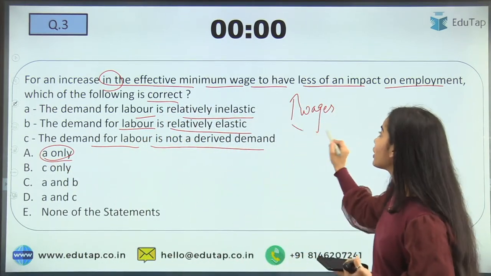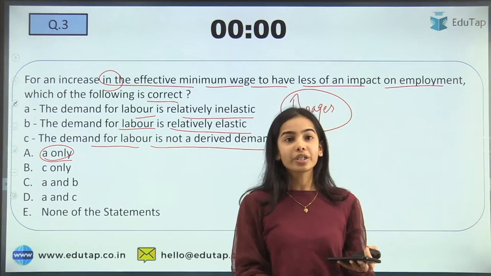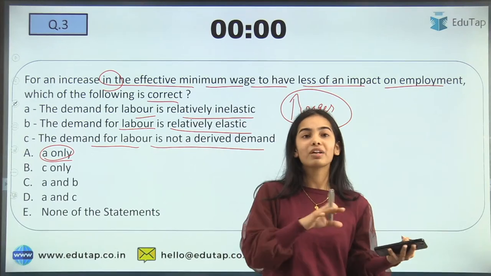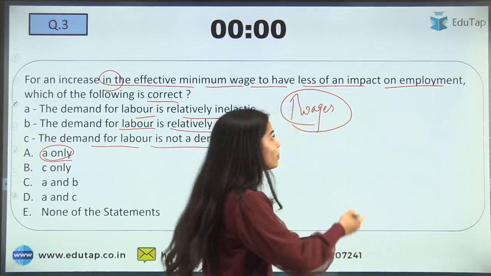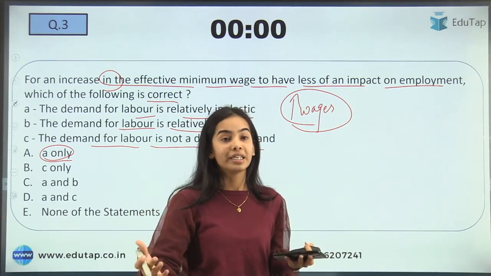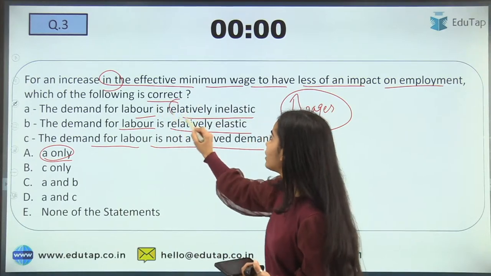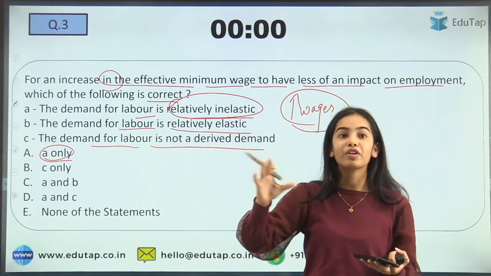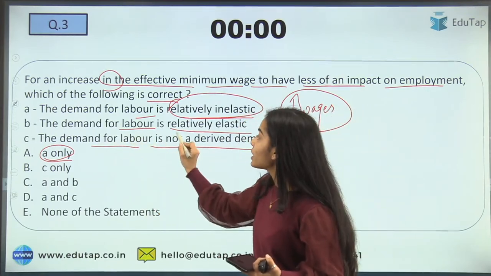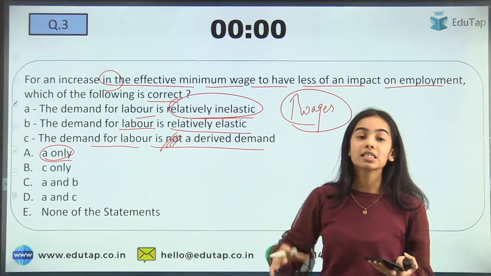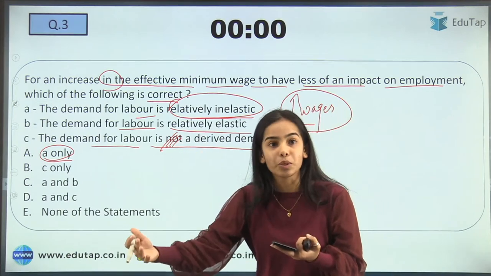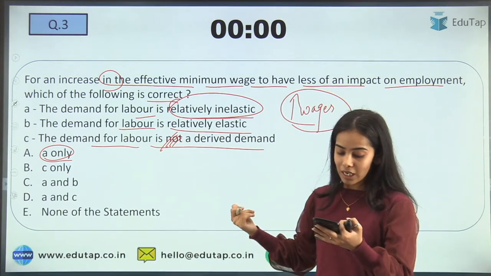See, the wages have increased and employment should decrease, because why should a firm give more wages? They will reduce the employment, they will hire capital or something. So employment should decrease, but here we can see that there is not much impact on the employment. That means the demand for labor is relatively inelastic. It will not be affected much, okay? And demand for labor is always a derived demand, because why will a firm demand laborers? Because they want the commodity to be produced, and so the demand for labor is a derived demand.